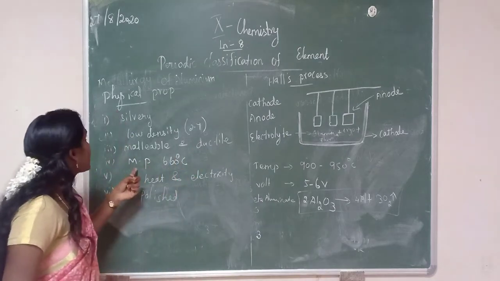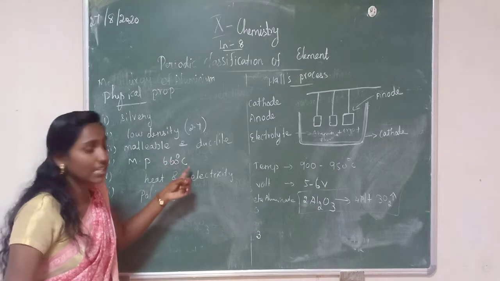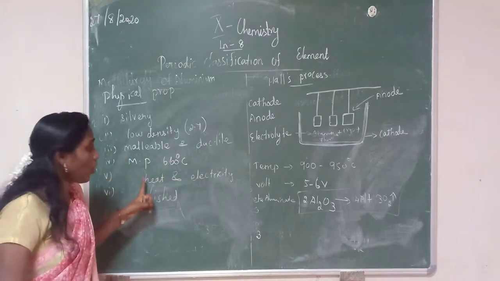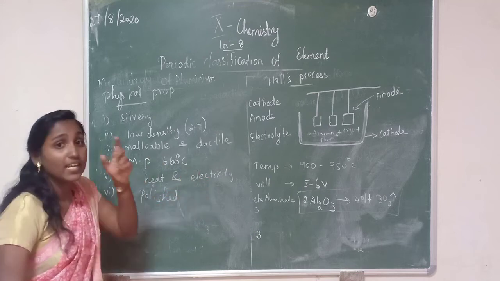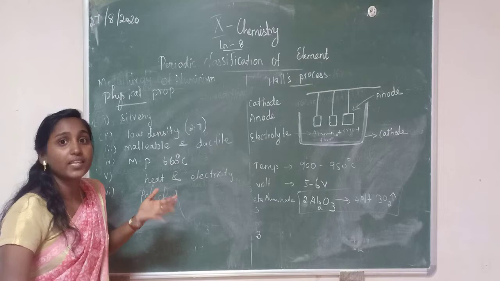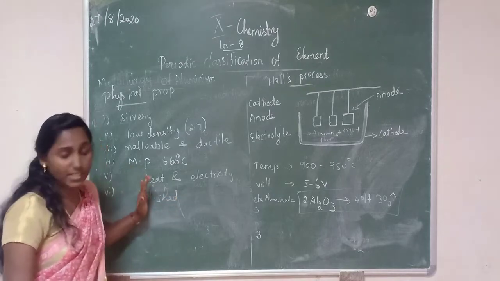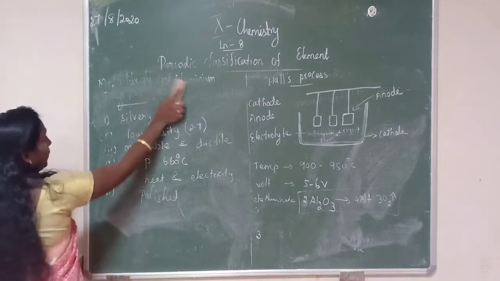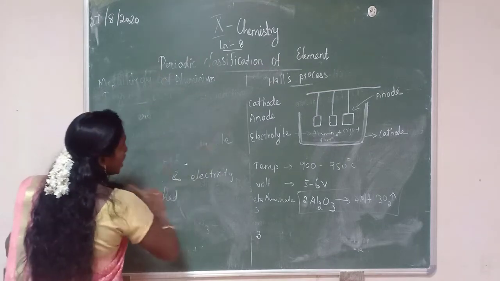Then the melting point of aluminium is 660 degrees Celsius. It is a good conductor of heat and electricity. The last point, it can be well polished. It looks shiny. Have you understood the physical properties? Then next we are going to study the chemical properties of aluminium.